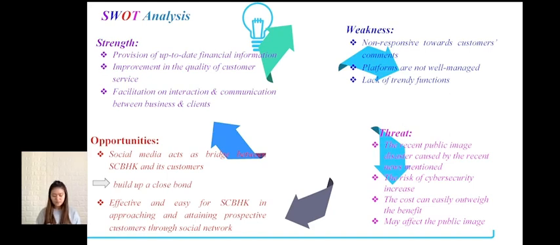Now, I would like to pass the time to my groupmate. They will talk more about the governance model.